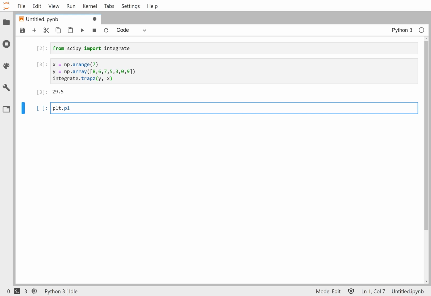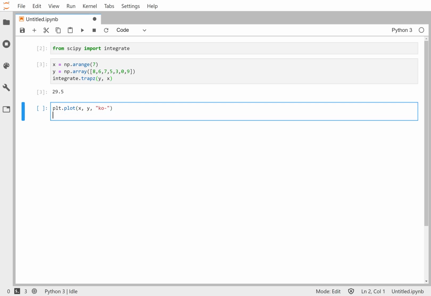It can help to plot what we're doing here. I've already imported matplotlib just like I've already imported NumPy. So we're going to do a plot of x and y, and let's make it a black line, and let's also make dots and a solid line. So we'll just plot all of those things and see what that looks like.